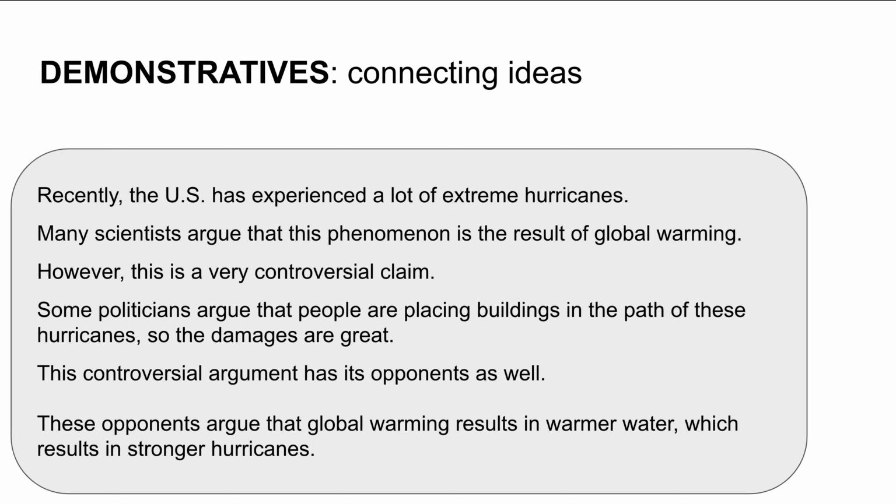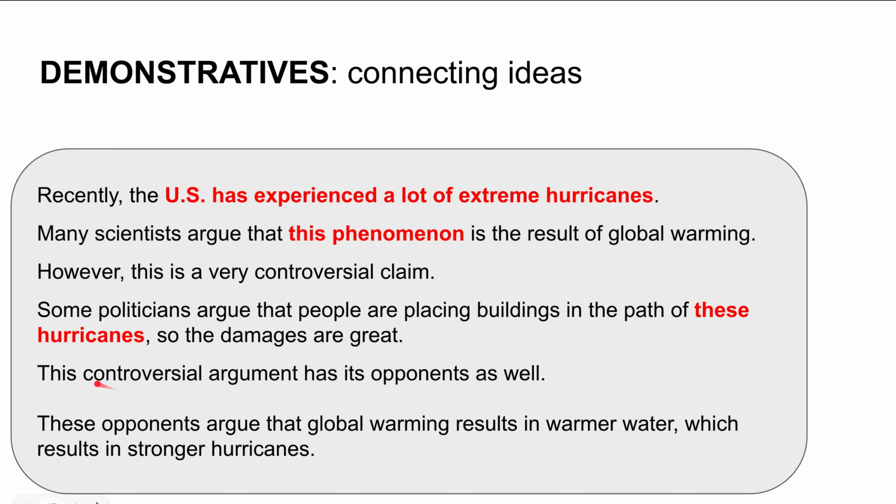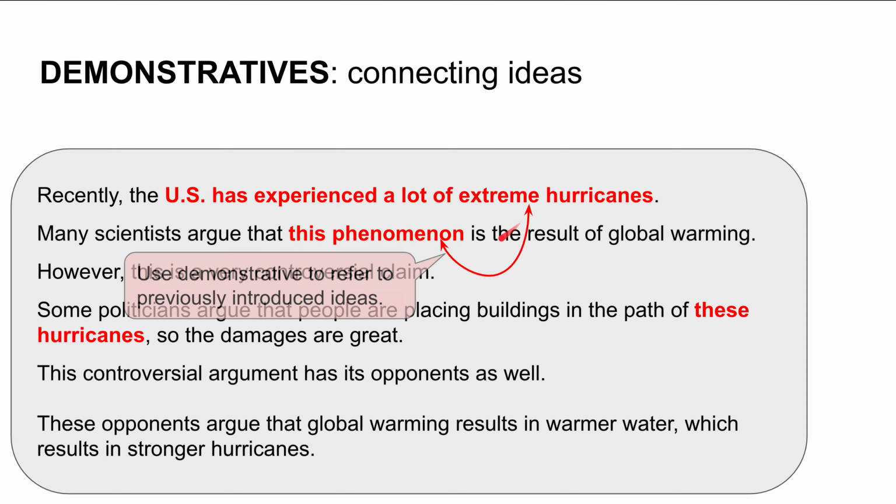Okay, let's go over this together and let's investigate how the demonstratives are working in this paragraph. First, recently, the U.S. has experienced a lot of extreme hurricanes, and many scientists argue that this phenomenon is the result of global warming. Here, this phenomenon is referring to the U.S. experiencing a lot of extreme hurricanes. So we are using a demonstrative to refer to a previously introduced idea. Here's the a lot of extreme hurricanes, the experience of a lot of extreme hurricanes.